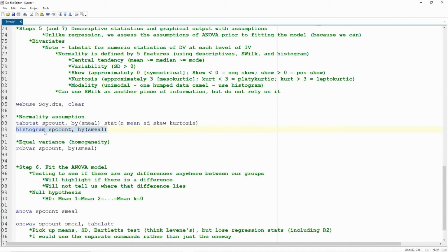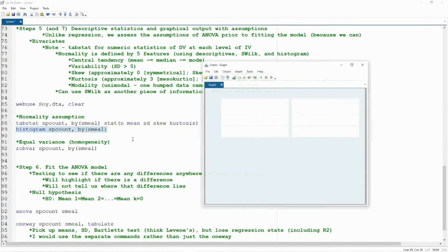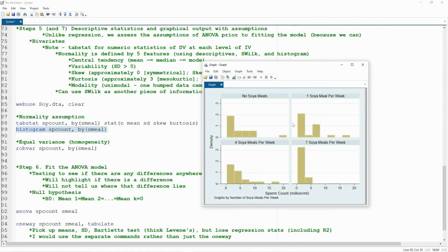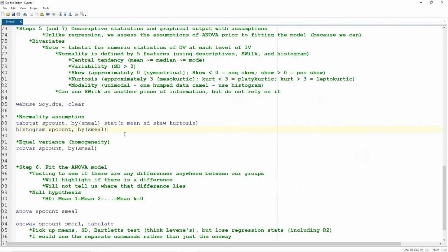So now when I'm running my histograms, I'm using by smeal to actually produce 4 histograms at once. And it looks absolutely horrendous. There is nothing that even suggests normality. We have huge positive skews in all cases. So despite that, let's go and test equal variance.